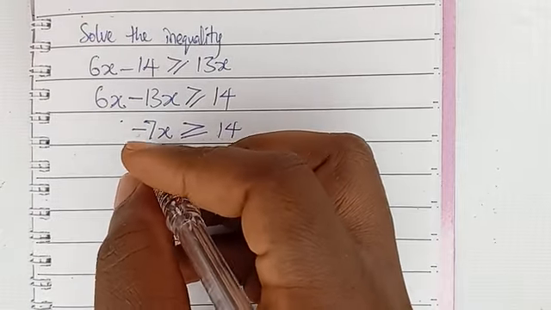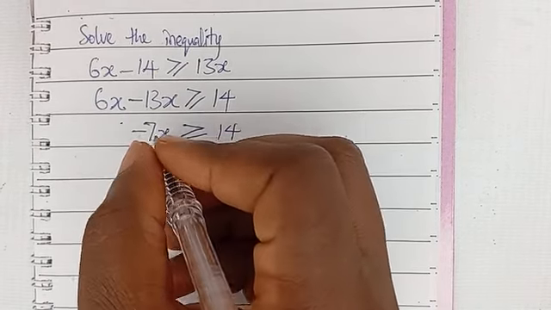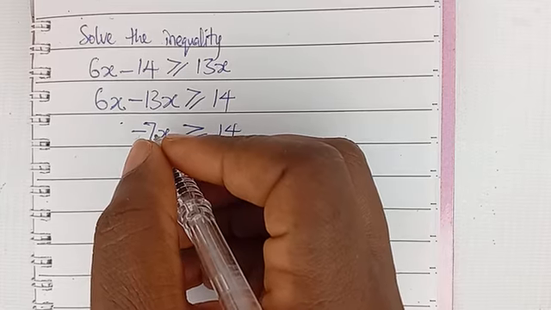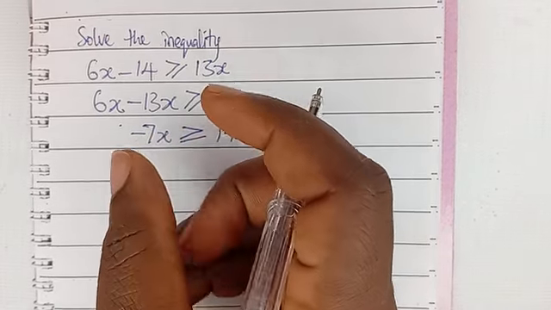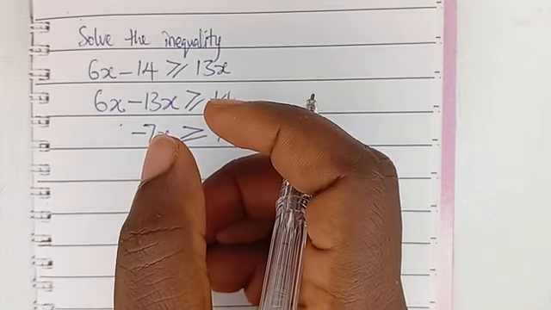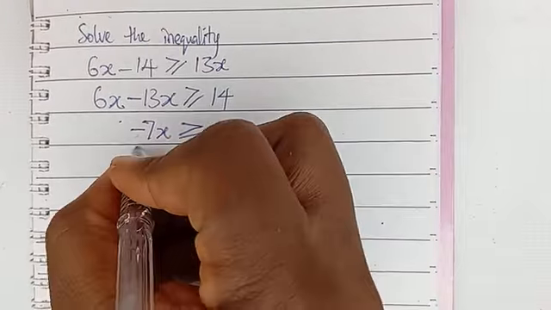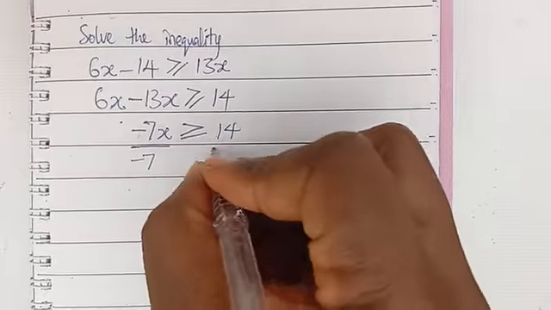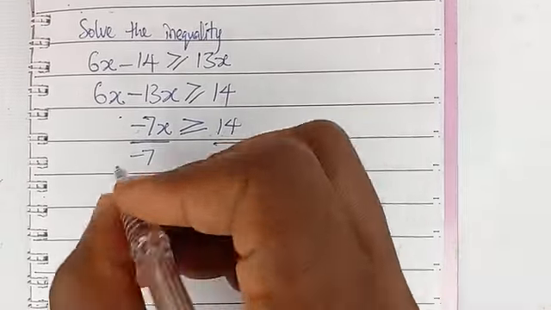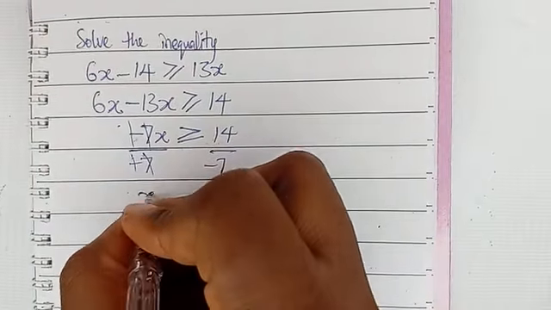Now we are going to divide both sides by negative 7 so as to eliminate this from here, so that our variable stands alone. Now when solving inequalities, if you're going to multiply both sides or divide both sides by a negative number, the sign has to be reversed. So let's see what that means. We are dividing both sides by negative 7. So the minuses cancel out, the 7s cancel out, we have that x.